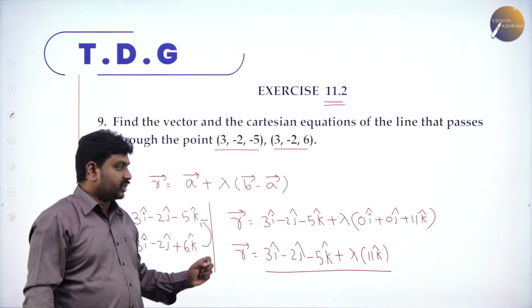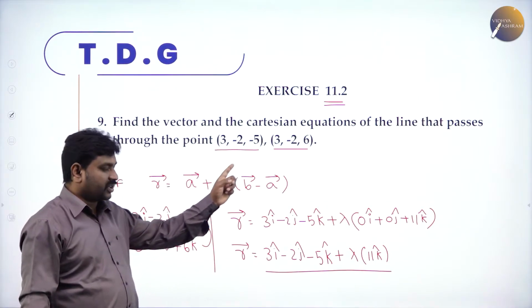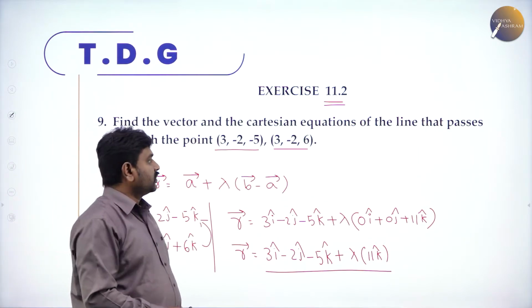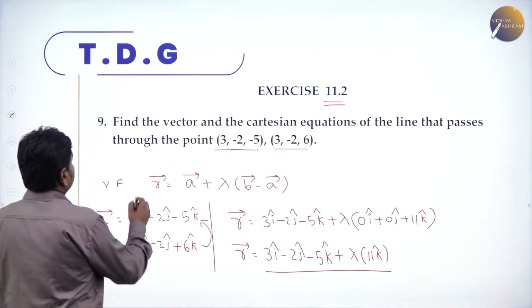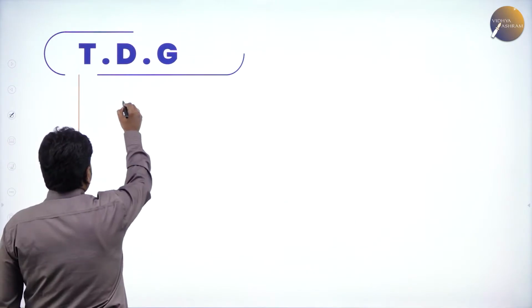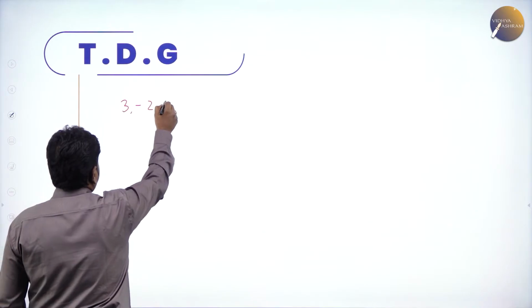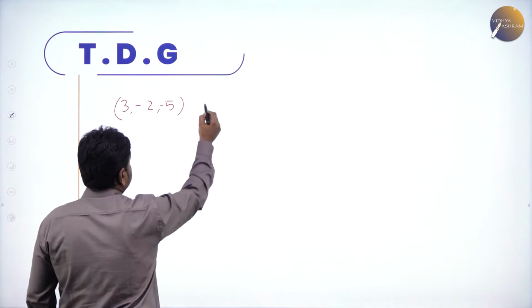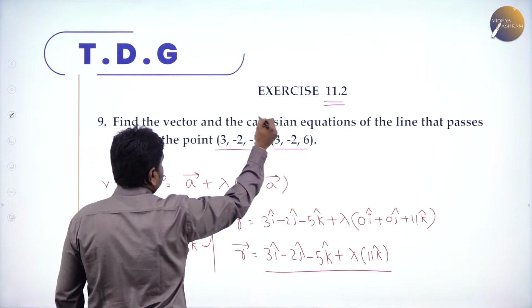What is the vector equation of the line? Vector A plus lambda times vector B minus A. Do B minus A, you will get the value, substitute. Then the Cartesian equation. So now we know the points: 3, minus 2, minus 5, and the other point is 3, minus 2, 6.